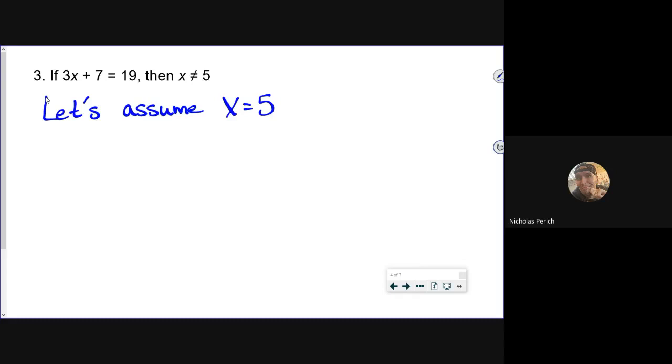So I give you this statement up here. I say, hey, everybody, if 3x plus 7 is 19, then x can't be 5. And someone in the back says, x does equal 5. How are you going to prove them wrong? Give me one word.